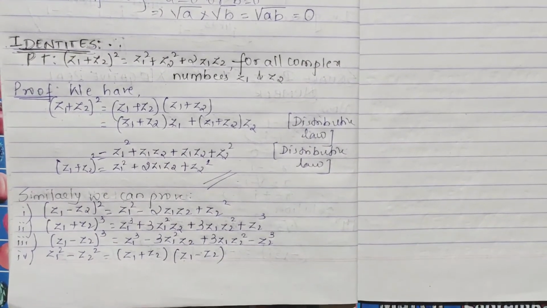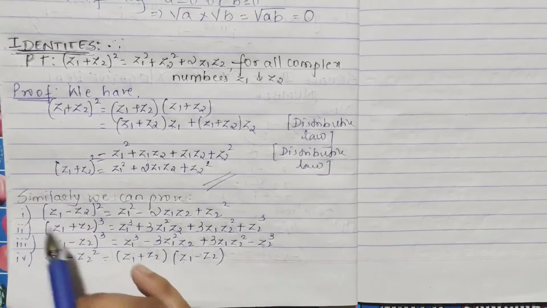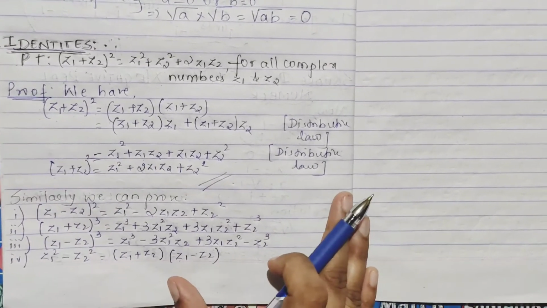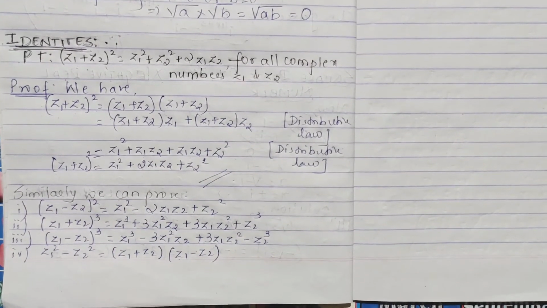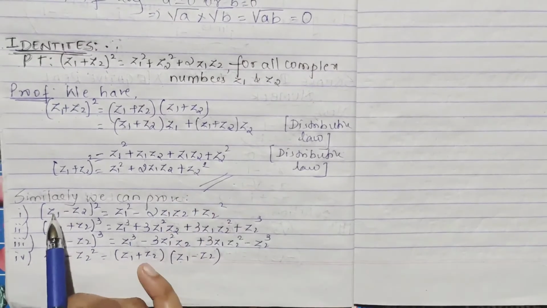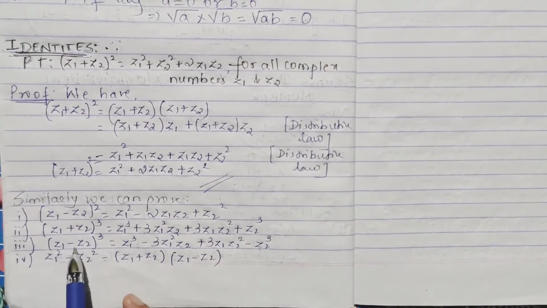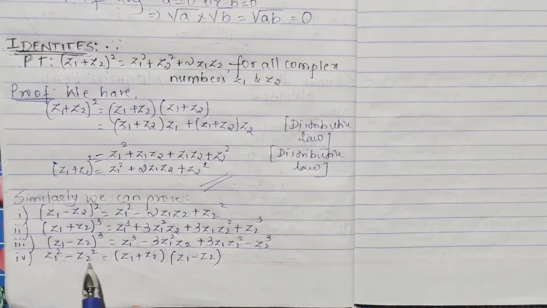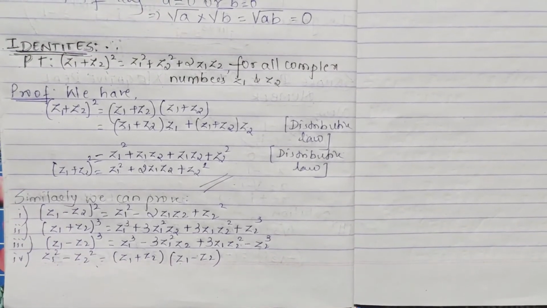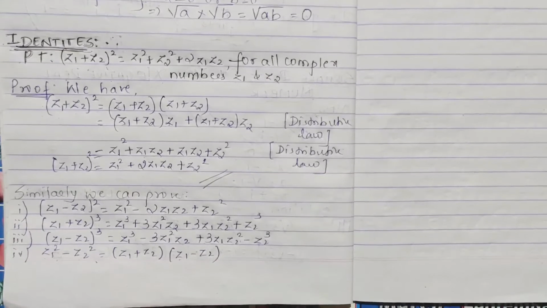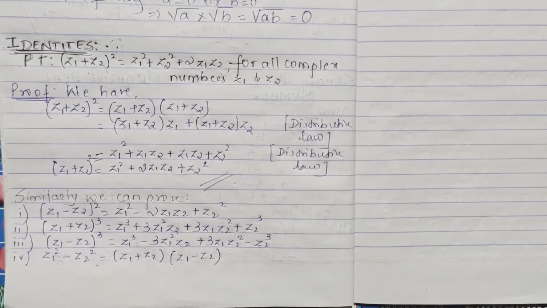Many other identities will also be there, but this you just remember. I doubt the proofs are so important, but still remember them. Z1 minus z2 whole square, z1 plus z2 the whole cube, z1 minus z2 the whole cube, z1 square minus z2 square. These are similar to the identities of real numbers. Pause the video to note it down.